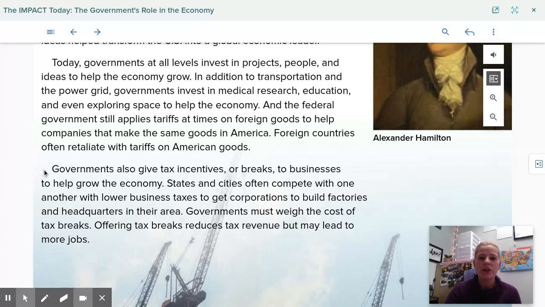Governments also give tax incentives or breaks, so tax breaks, to businesses to help grow the economy. States and cities often compete with one another with lower business taxes to get corporations to build factories and headquarters in their area. Governments must weigh the cost of tax breaks. Offering tax breaks reduces tax revenue, but may lead to more jobs.